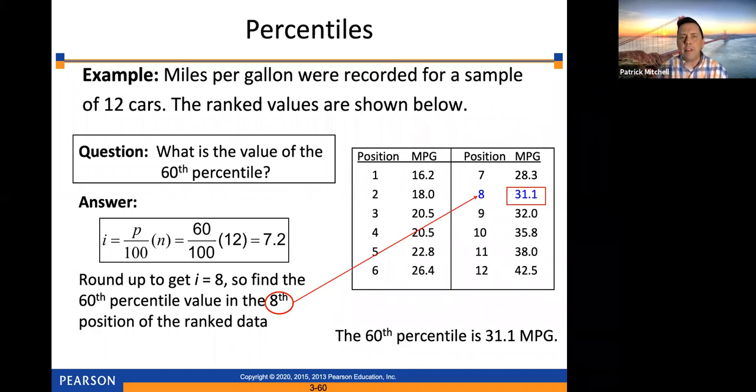What that means essentially is that 60% of the cars in this sample have fuel economy less than 31.1 miles per gallon. I guess technically I should say less than or equal to. The definition gets a little technical.